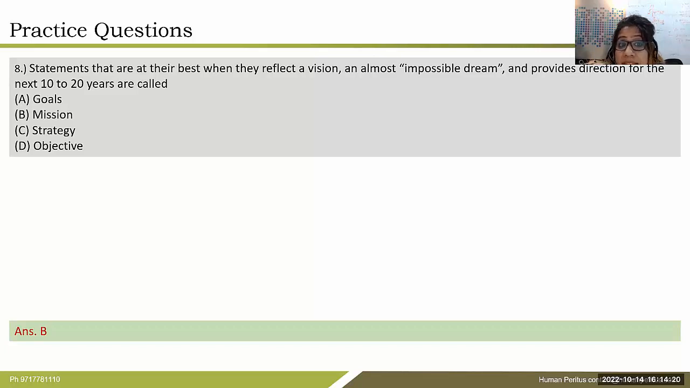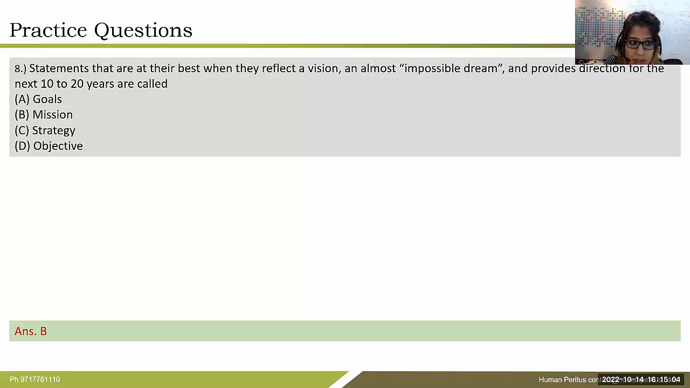Statements that are the best when they reflect a vision. I told you, mission will help you achieve the vision. Mission reflects a vision. Anybody has got a question regarding this particular question? What would reflect a vision? My mission is this, my mission is this. When I accomplish my mission, how do I accomplish all these missions? Because I've got a particular vision where I have to reach.